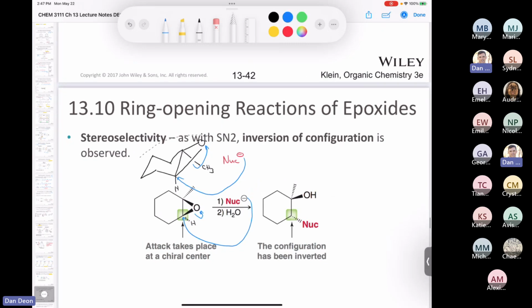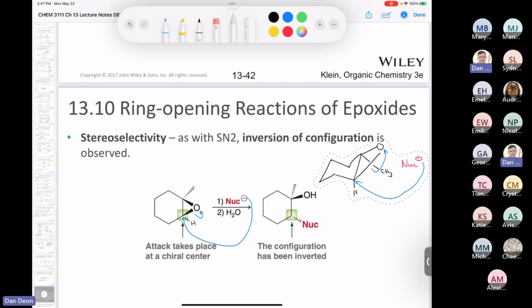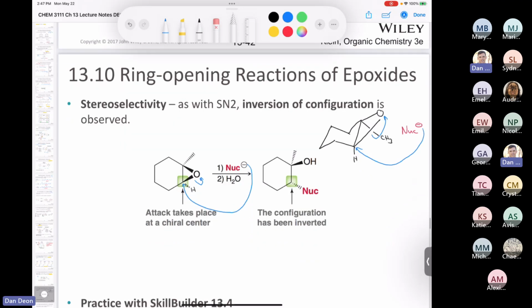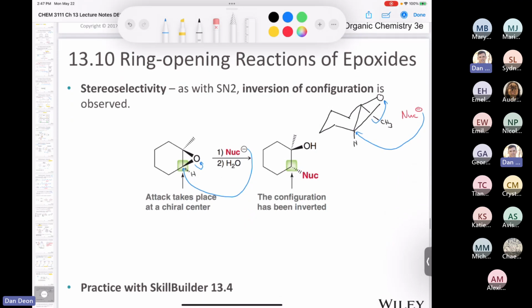I'm going to try to move this just so you can see it a little better, maybe. Does that make some sense to everybody? It goes to the least hindered face or least hindered side, and then it also attacks from the least hindered face. All right. And so now our nucleophile is going to be pointing down, and our hydroxyl group is going to be pointing up, as you see here. So what's happening? It's an SN2 reaction, and we know that SN2s proceed with inversion of configuration. All righty. There we go.